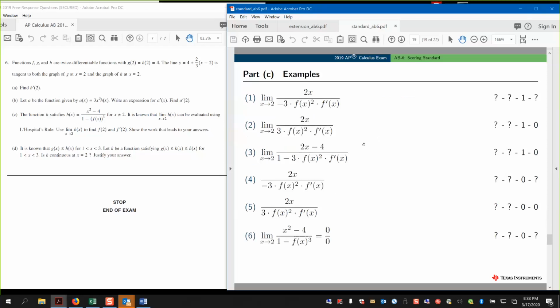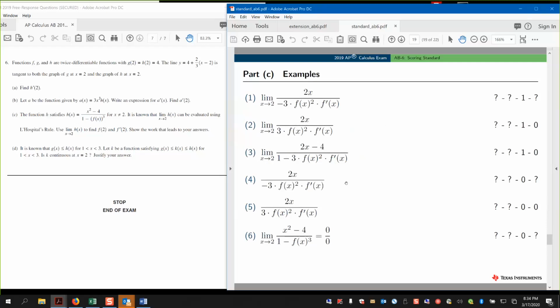In example 1, let's see. I can see L'Hopital's rule here. I believe it's being used. So they get the third point, and they're eligible for the fourth. In example 2, I think I can see L'Hopital's rule being used here, a derivative of the top, a derivative of the bottom. Yes, there's an error in the denominator, but they earn the third point. They're not eligible for the fourth. Let's see. In example 3, I think I can see L'Hopital's rule in the denominator. So this earns the third point, but not the fourth.